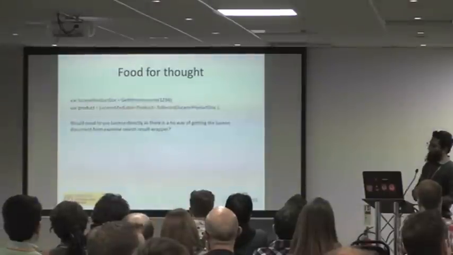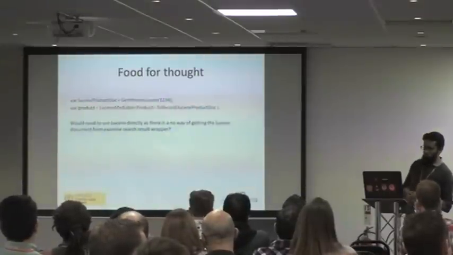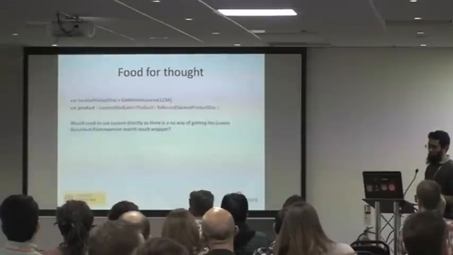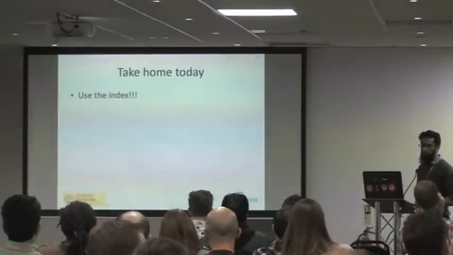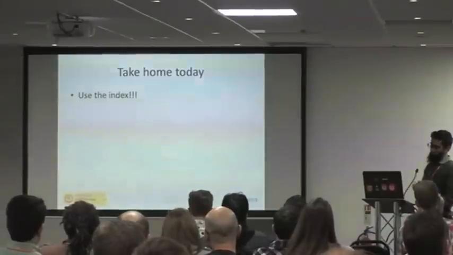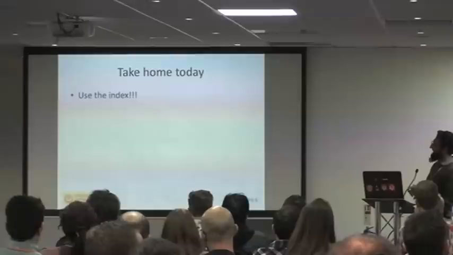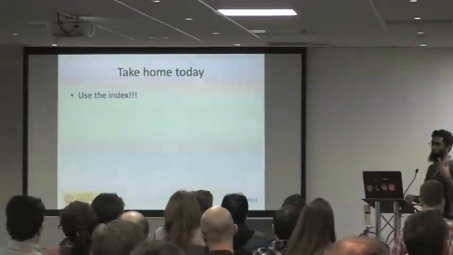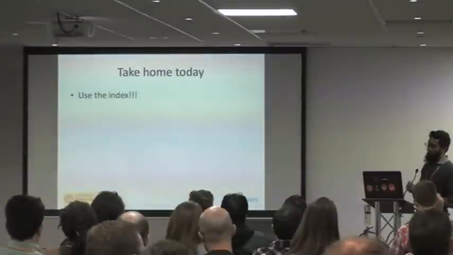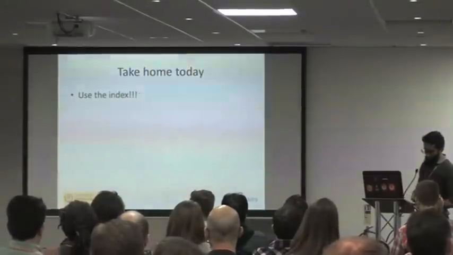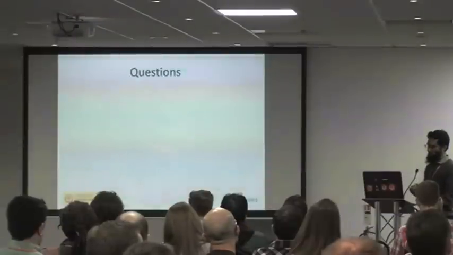The only thing is that you'd have to use Lucene directly, as there's no way of getting the actual Lucene document from Examine, as far as I'm aware. But if anybody knows how to do that, I'll be very happy to know how to do that. So the main take-home point today is use the index. It's not just all about front-end search, but there's quite a lot of really cool stuff that you can do with it, which is what we tend to do when we're working with Examine.